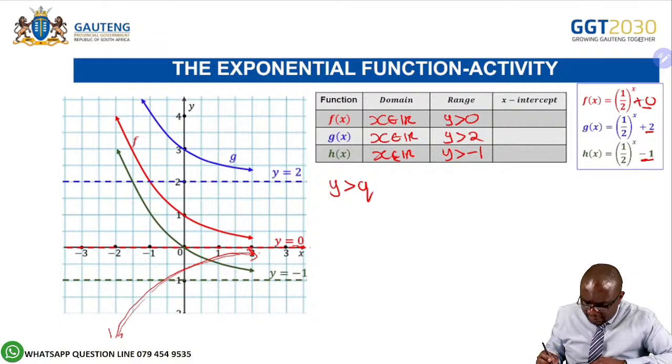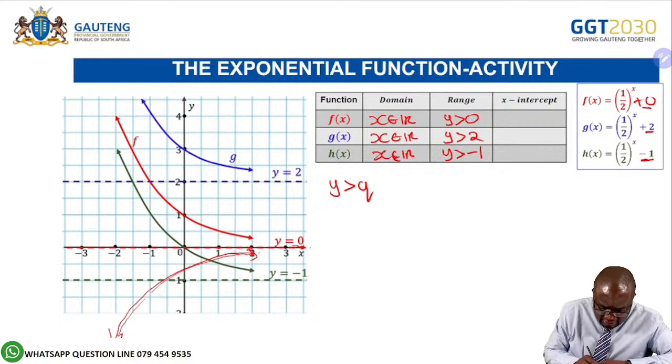Right, and then the x-intercept. Yes, this one has the x-intercept, but the other two, none. For the red graph, none. For the blue graph, none.